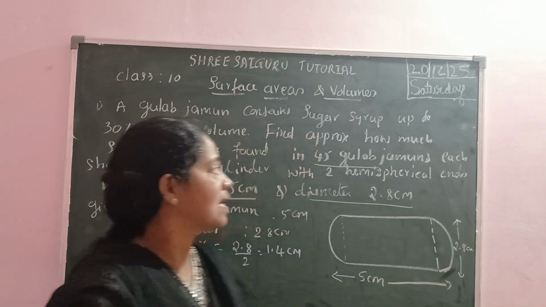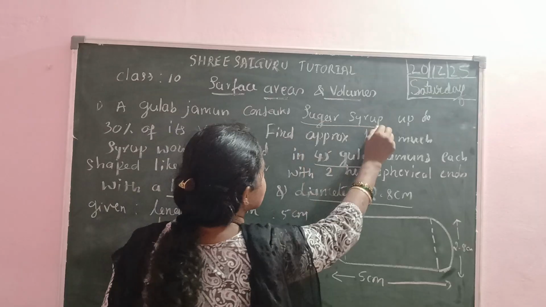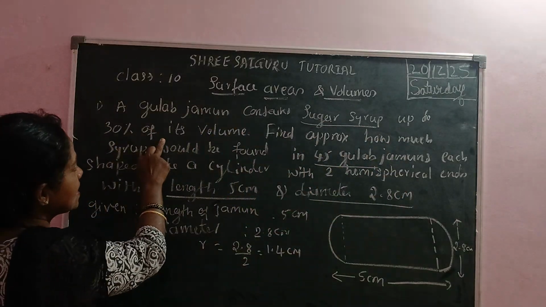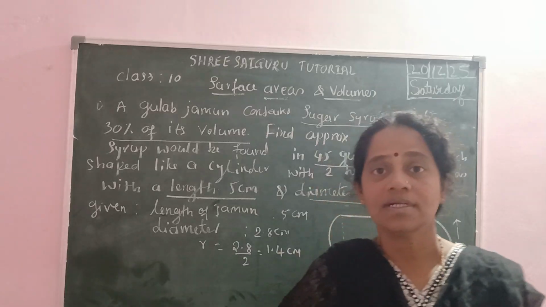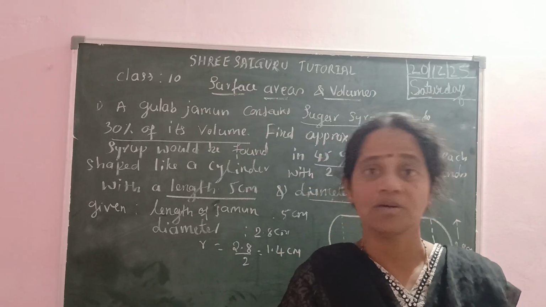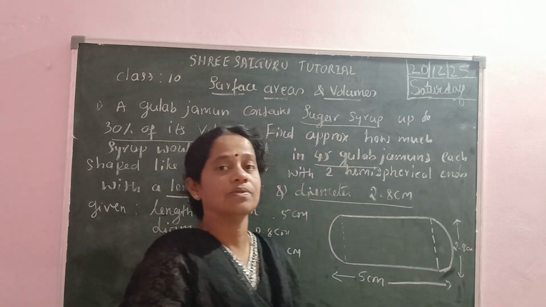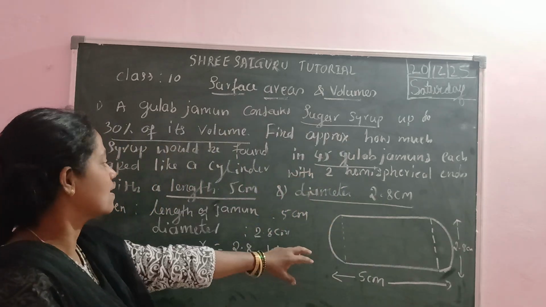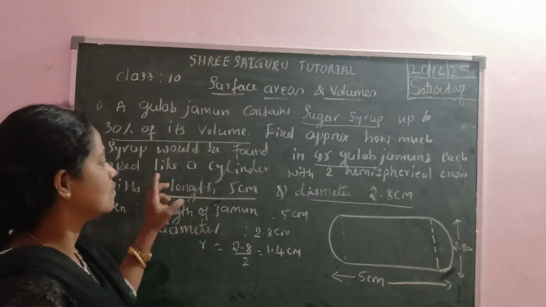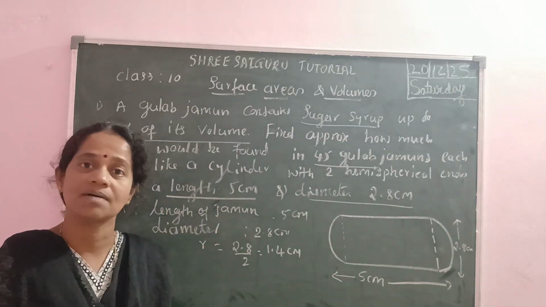So here one more fact is given. The volume of the sugar syrup is 30% of the volume of the jamun. So the volume of the sugar syrup is how much? It is 30% of the volume of one jamun. So it has totally 45 jamuns. So we should calculate the volume of the sugar syrup contained in 45 jamuns.